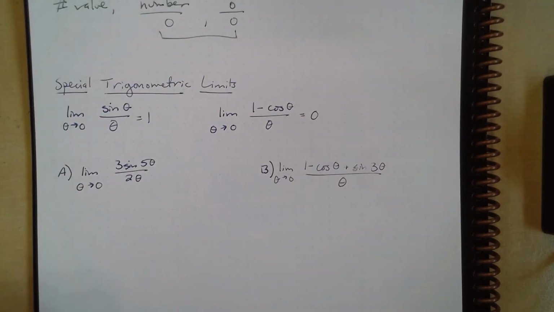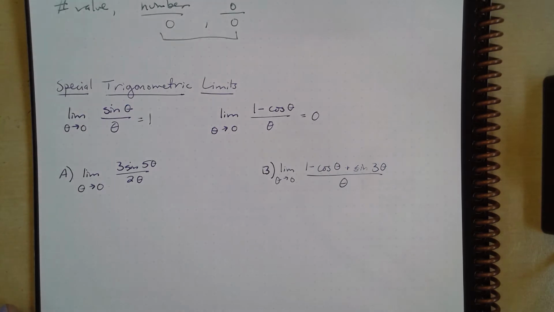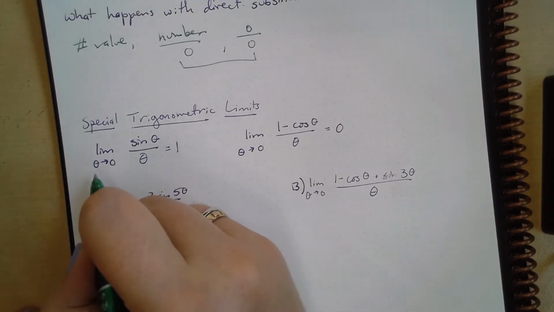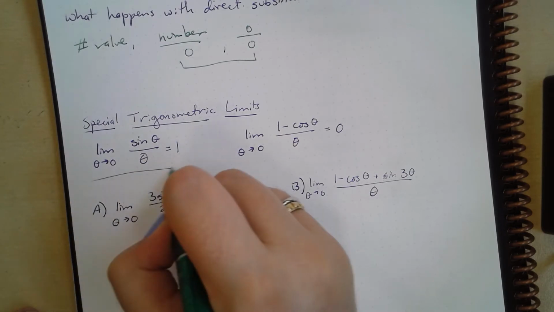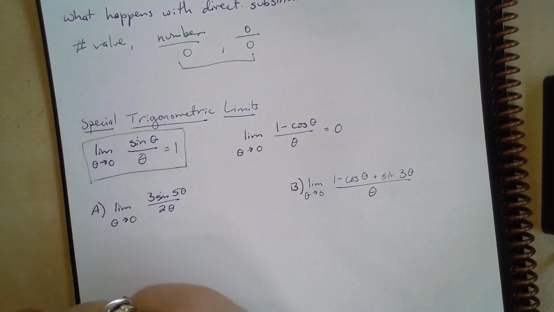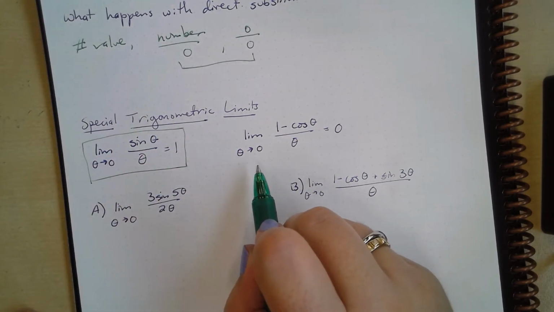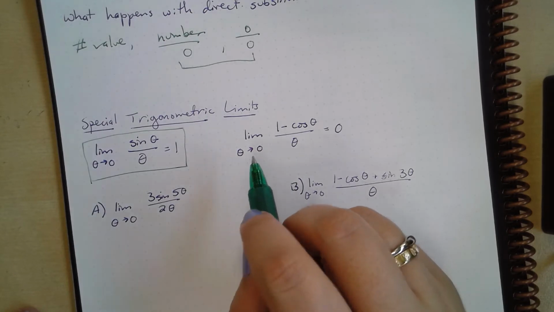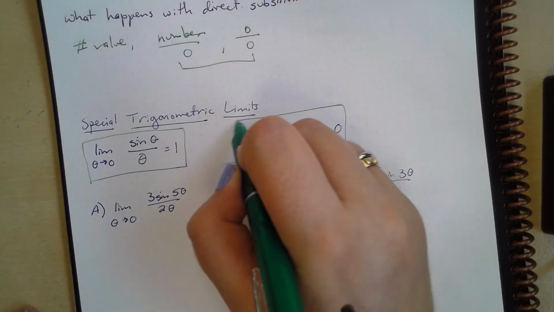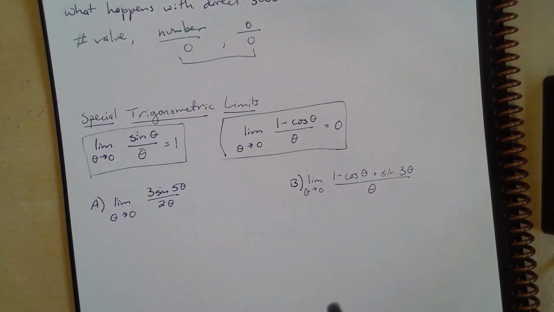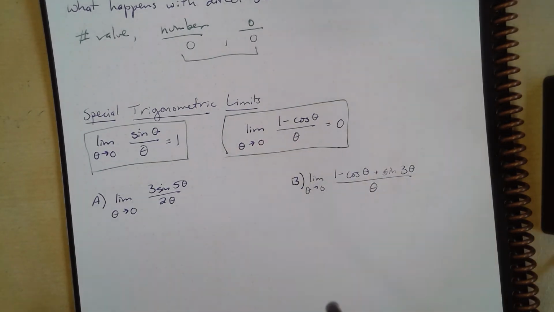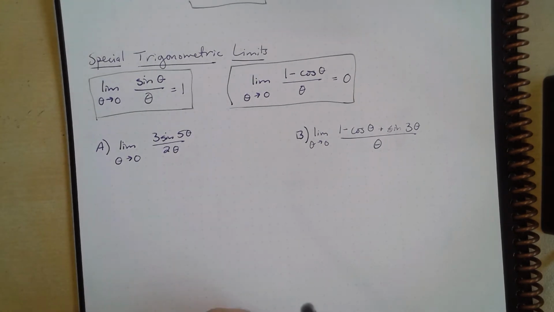So we actually have two special trigonometric limits. The limit as theta goes to 0 of sine theta over theta is equal to 1. That's one I want you to remember. And the limit as theta goes to 0 of 1 minus cosine theta over theta, that's equal to 0. That's another one I want you to remember. So let's actually practice using these to solve some limits of trigonometric functions.